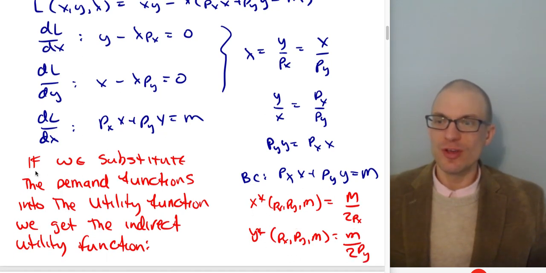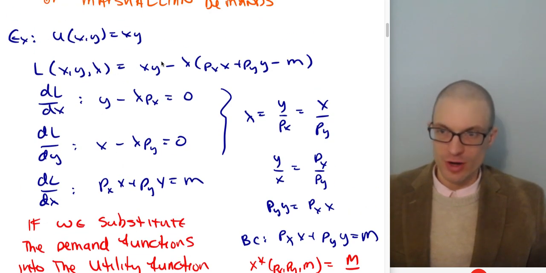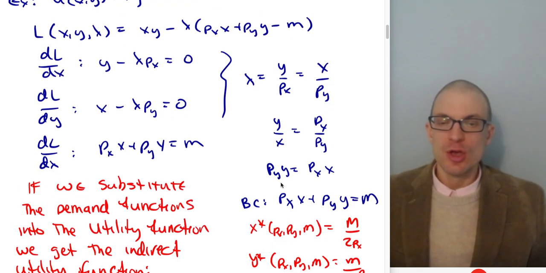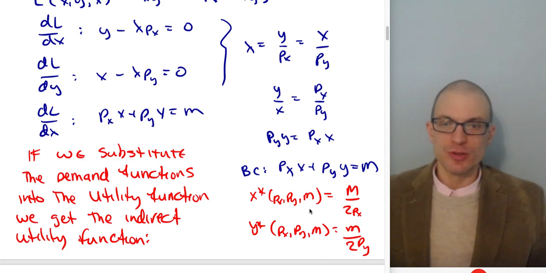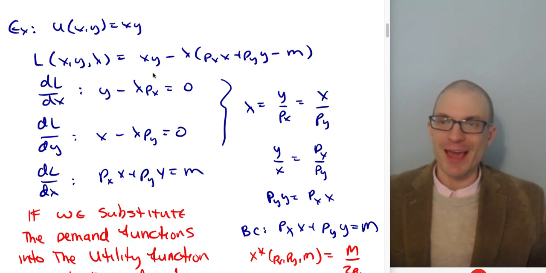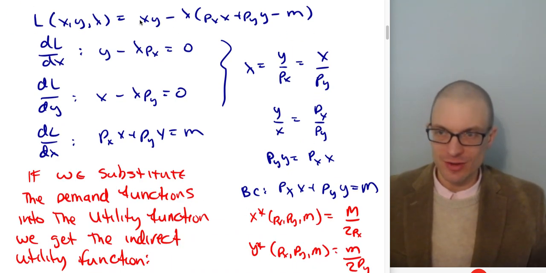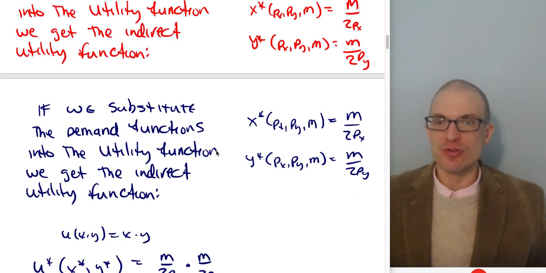Now, here's my note. If we substitute the demand functions back into the original utility function, we get the indirect utility function. In general, for our constrained optimization problem, once you get these optimal solutions, if you plug them back into the objective, you'll get the value function. In this case, the objective function was the utility function. That's our objective. We're trying to maximize utility subject to this constraint. We've got our solutions. Let's plug them back into the objective. That'll give us our indirect utility function.